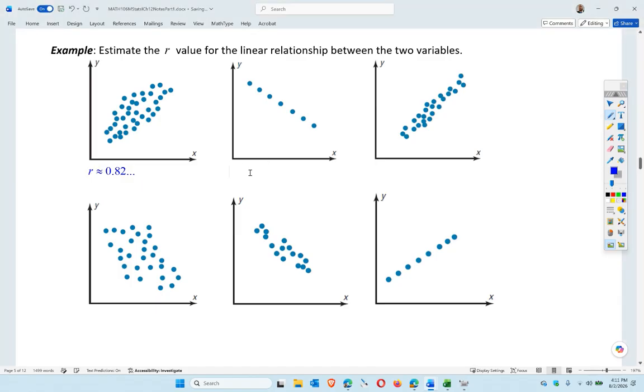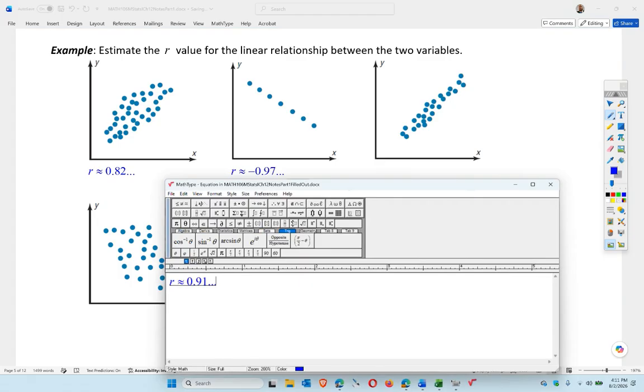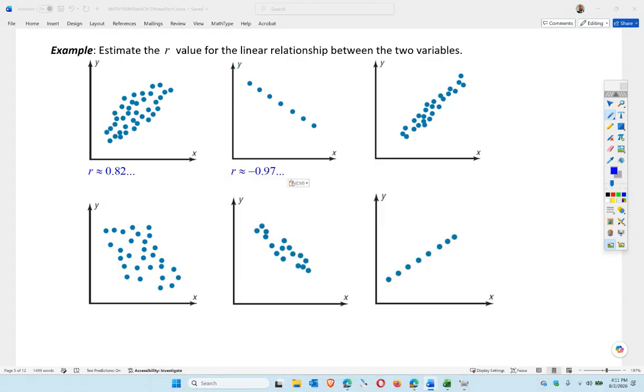That might be good. This one's a positive one. It goes left to right up. It looks pretty good. It's definitely not as good as the last one. Maybe somewhere in the 90s, 90, 91, 92, something like that. This one's going down. It's definitely way worse than this one. It's worse than this one, but it's negative. Maybe like -74, 75, something like that.